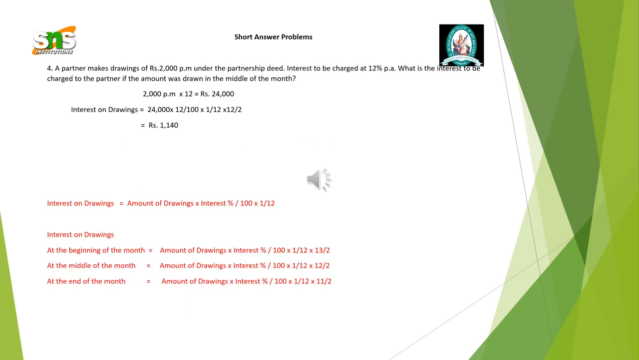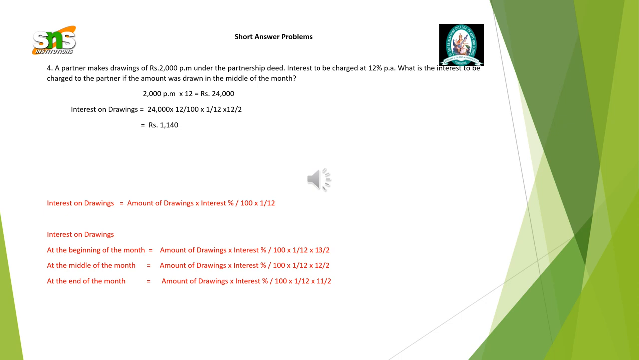So here goes the next problem, that is with your middle of the month. We have discussed about the beginning of the month and at the end of the month. This is regarding the middle of the month when it is withdrawn. A partner makes drawings of rupees 2,000 per month under the partnership deed. Interest to be charged at 12% per annum.